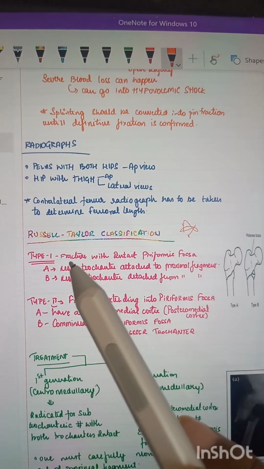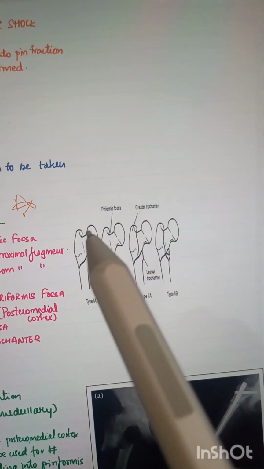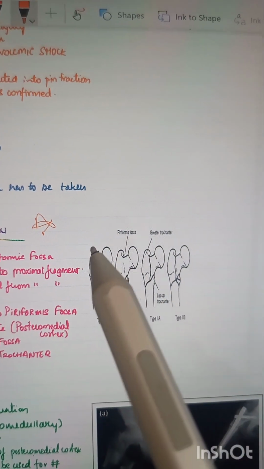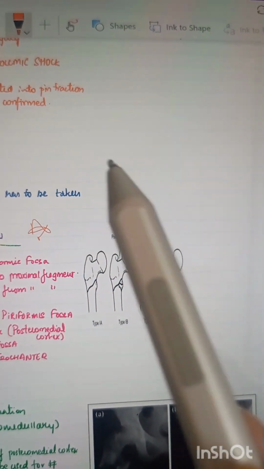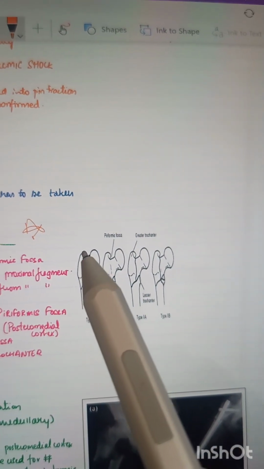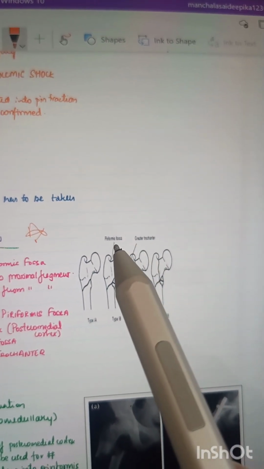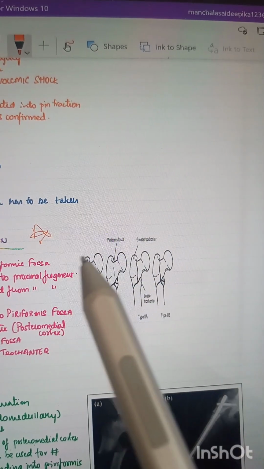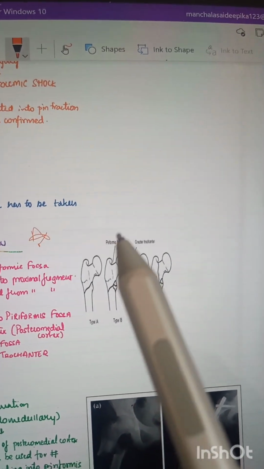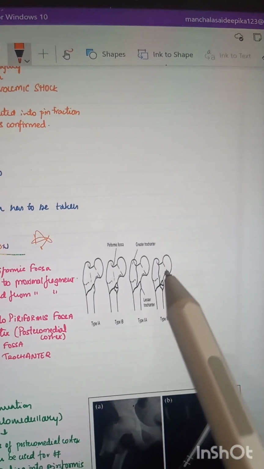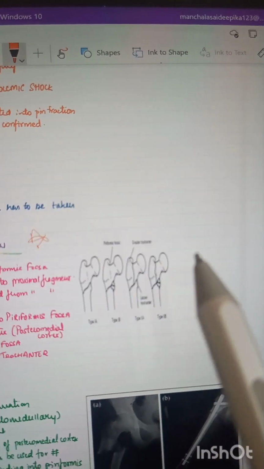So in this Rizal-Taylor's classification, as you can see in this picture, the classification is divided into two types, type 1 and type 2. In type 1, this is the greater trochanter and here you can see the piriformis fossa. So this classification is based on the piriformis fossa. If the piriformis fossa is intact, it is type 1. If the piriformis fossa is also involved, it is type 2.